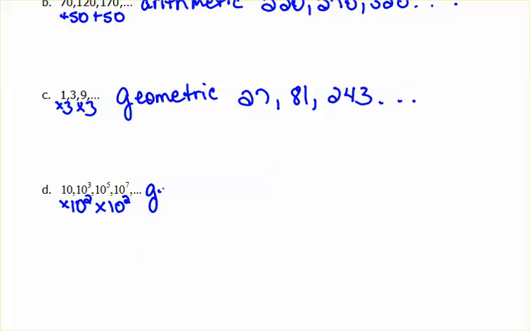So that actually again makes this a geometric sequence. And if we were to keep multiplying by 10 to the second power, we would end up with 10 to the ninth, 10 to the 11th, and then 10 to the 13th. Because when you're multiplying those bases, you always add the exponents. So I hope you did well on that example.